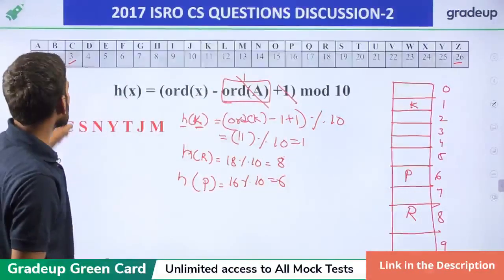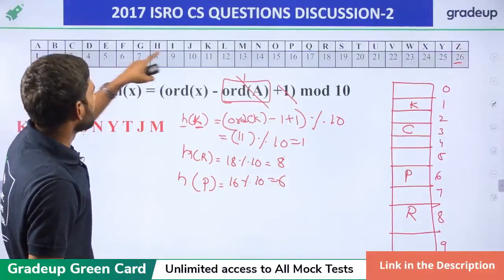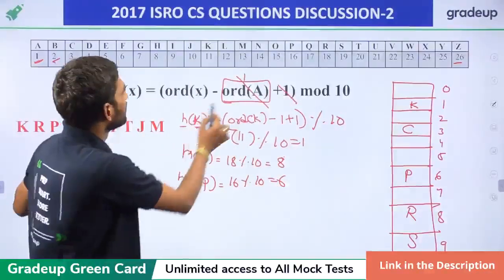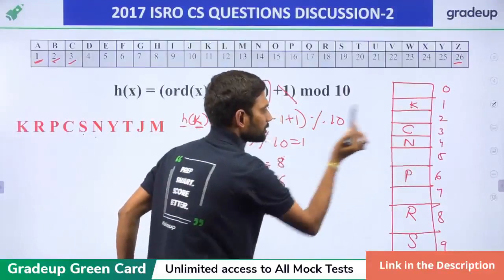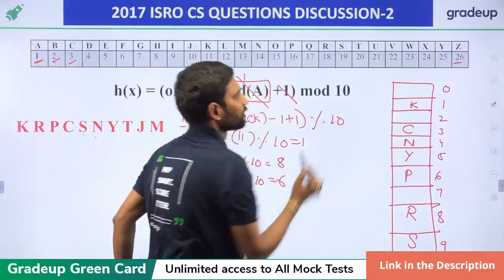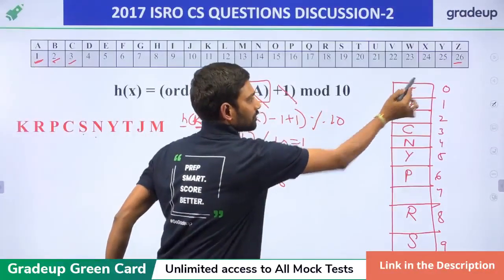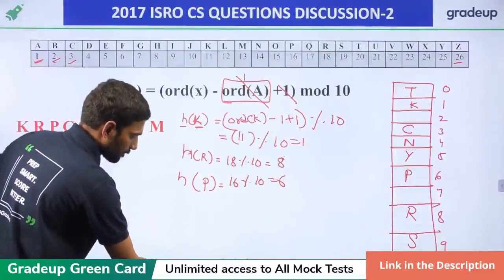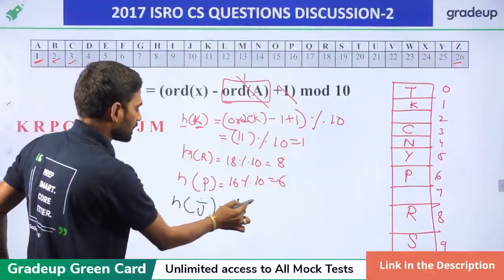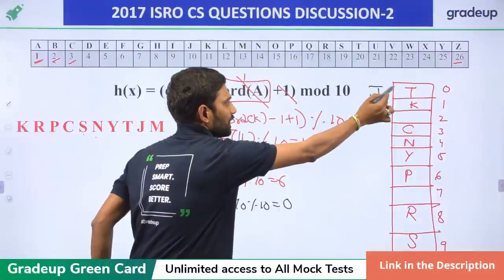Like this, for C, 3 mod 10 is 3. Then S: 19 mod 10. Then N: 14 mod 10. Then Y: 25 mod 10 is 5. Then T: 20 mod 10 is 0. Right? Then J. What is J? 10. 10 mod 10 is 0. So it also should be in 0.